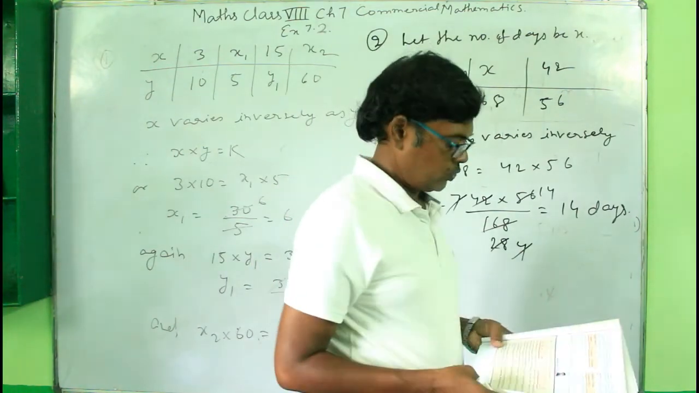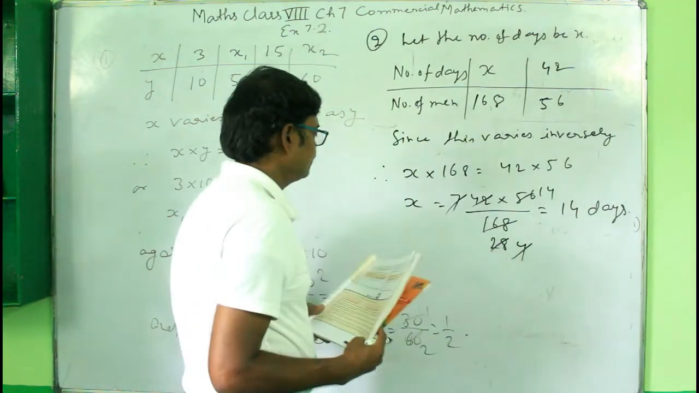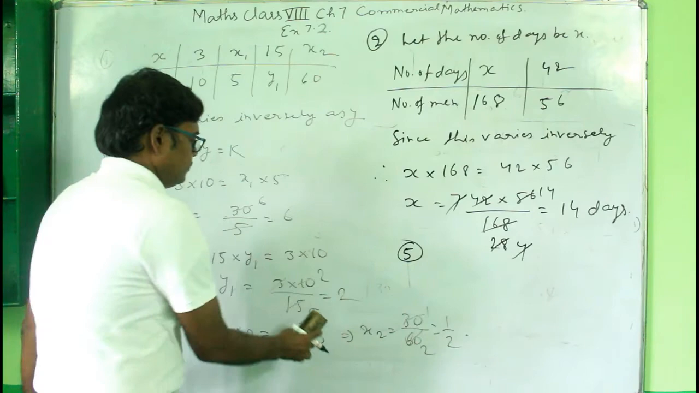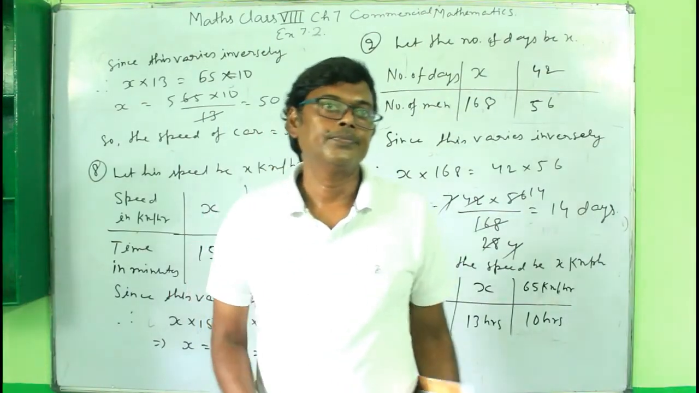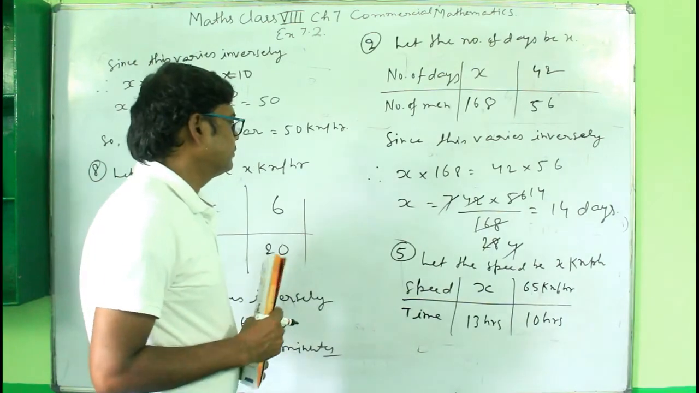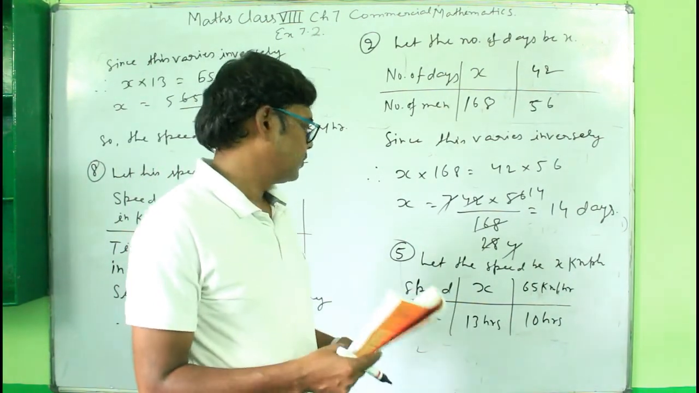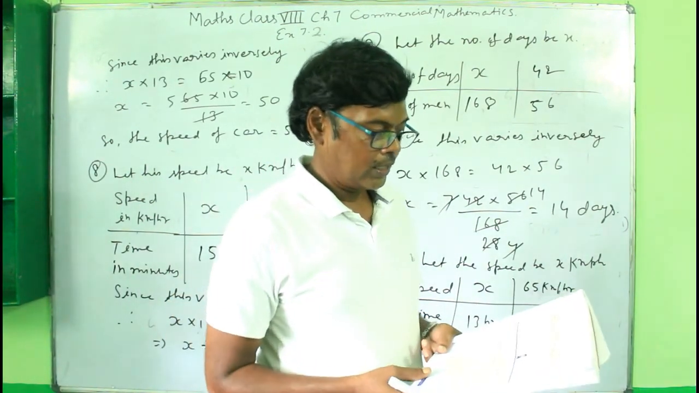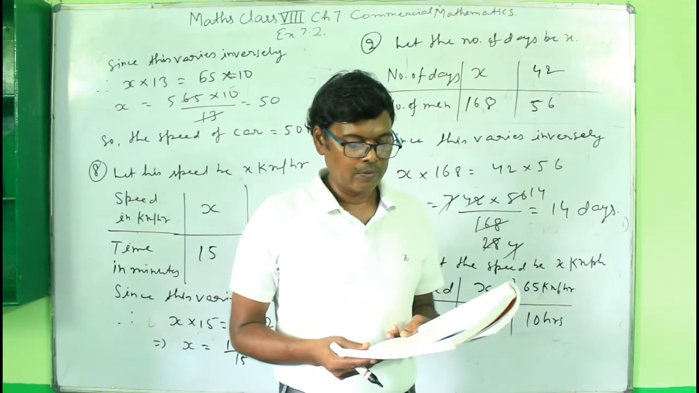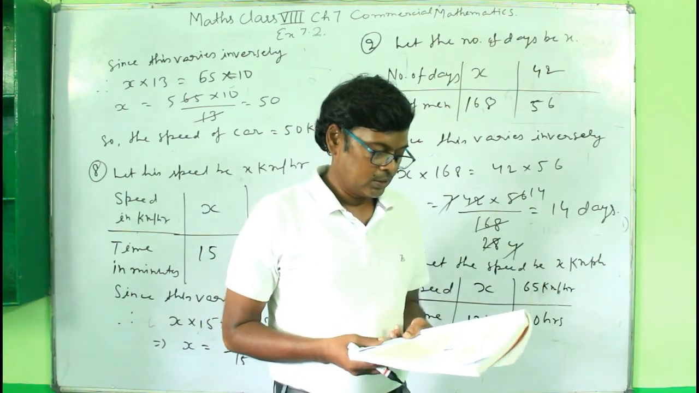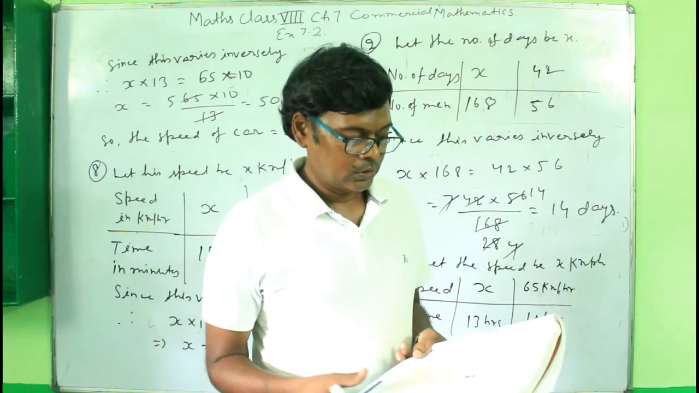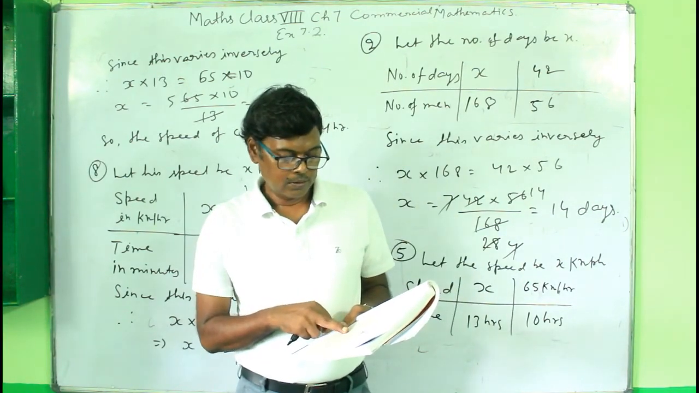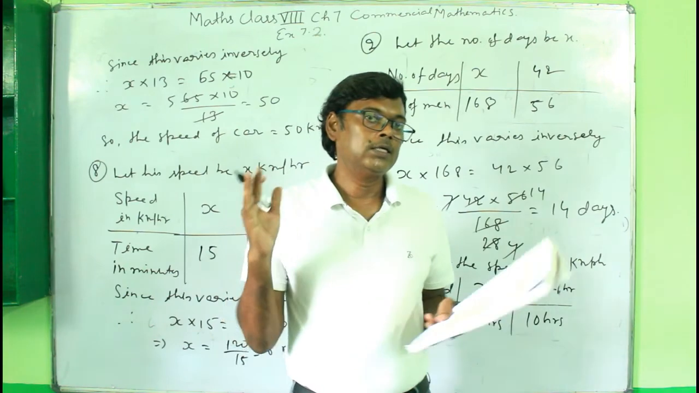Okay. So now question number 5. In this question number 5, a bus takes 10 hours to reach a destination by traveling at a speed of 65 km/h. What should be its speed to reach the destination in 13 hours? So this is an example of inverse variation, because here the distance is fixed.